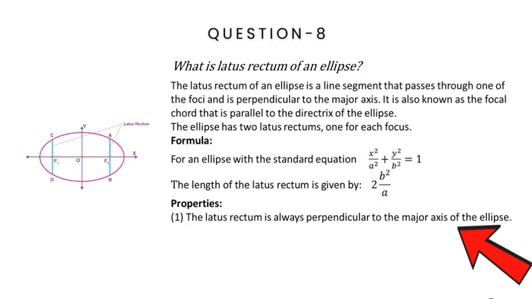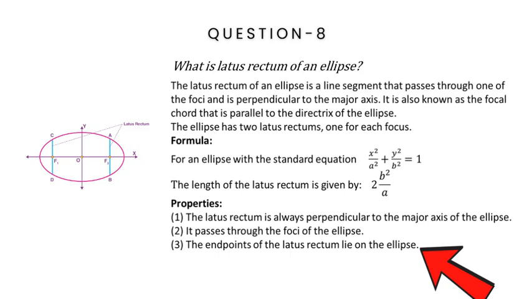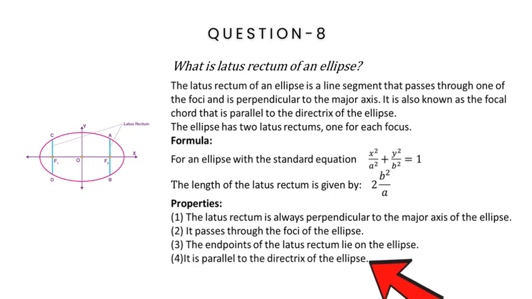The properties of the latus rectum are: the latus rectum is always perpendicular to the major axis of the ellipse. The second property is it passes through the foci of the ellipse. The third property is the endpoints of the latus rectum lie on the ellipse. And the fourth property is it is parallel to the directrix of the ellipse.